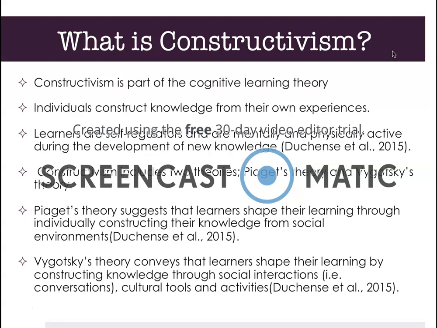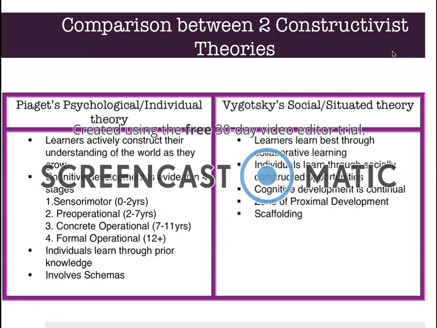Furthermore, both theories do agree that learners are actively shaping their own knowledge through either social interactions and or their environments. So here are the differences between Piaget's and Vygotsky's theories. Piaget's theory believes that learners actively construct their understanding of the world as they grow, whereas Vygotsky's social theory believes that learners learn best through collaborative learning.